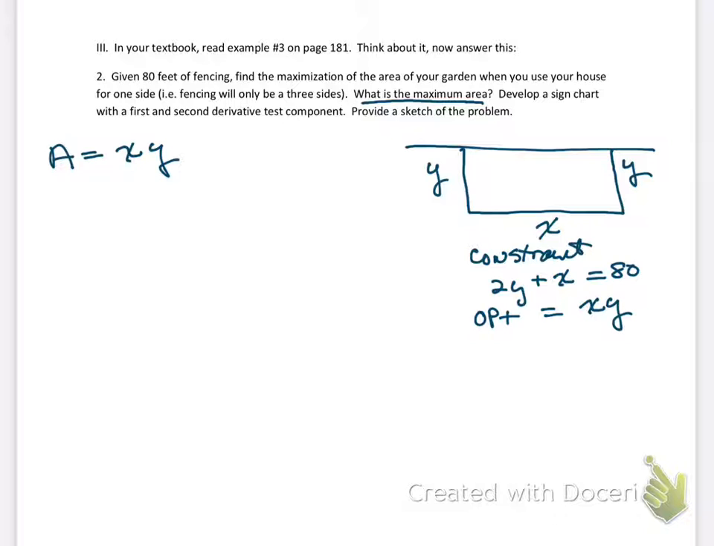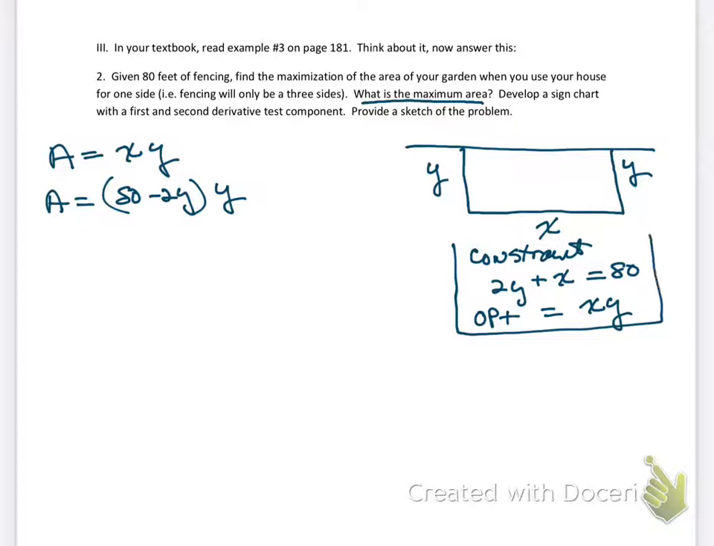So since I know that 2y plus x equals 80, why don't I solve this in terms of y? So I will say that my area equals, x is going to be what? 80 minus 2y. So 80 minus 2y times y. And you see how I use the constraint to get rid of one of my terms. So now I have everything in terms of y, so that's good.